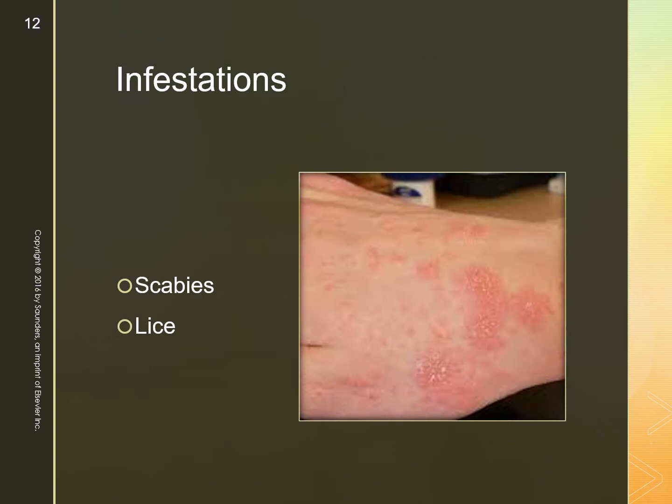There are two different infestations that we'll talk about. The first one is scabies. This is an infestation that is caused by tiny itch mites. It's spread by skin-to-skin contact, but it does not involve poor hygiene. The mite will burrow into the upper layer of the skin where it lives and lays its eggs.